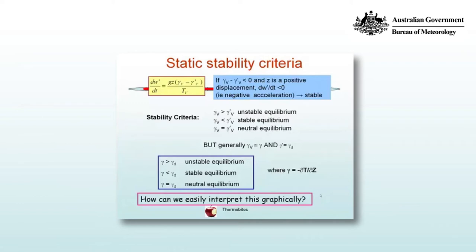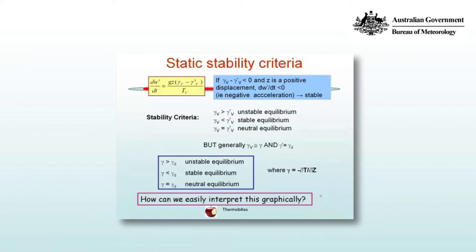So that's our equation rewritten. If gamma v minus gamma v dashed is less than zero and z is a positive displacement, then dw dashed/dt is less than zero. In other words, there's a negative acceleration and the parcel is stable. So we can write our stability criteria then in terms of the lapse rates of the virtual temperature. If the environmental lapse rate of virtual temperature is greater than that of the parcel, we have unstable equilibrium. If it's less than that of the parcel, we have stable equilibrium. And if it's the same as the parcel, then we have neutral equilibrium.